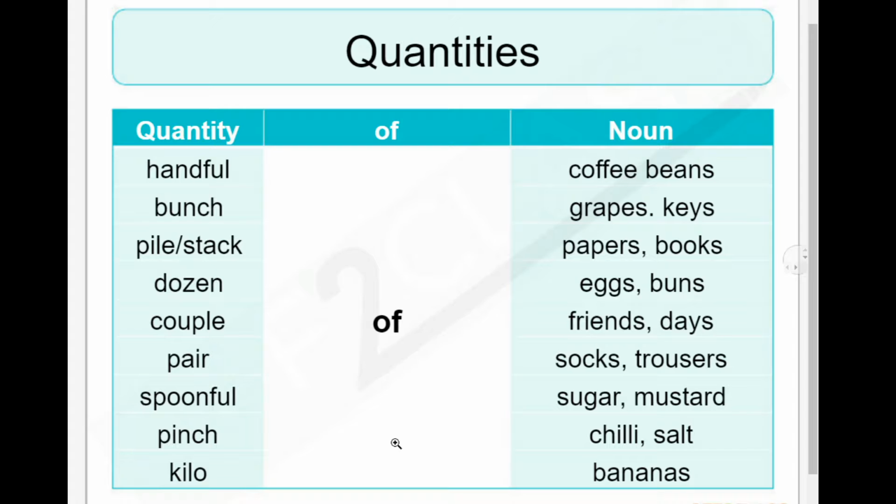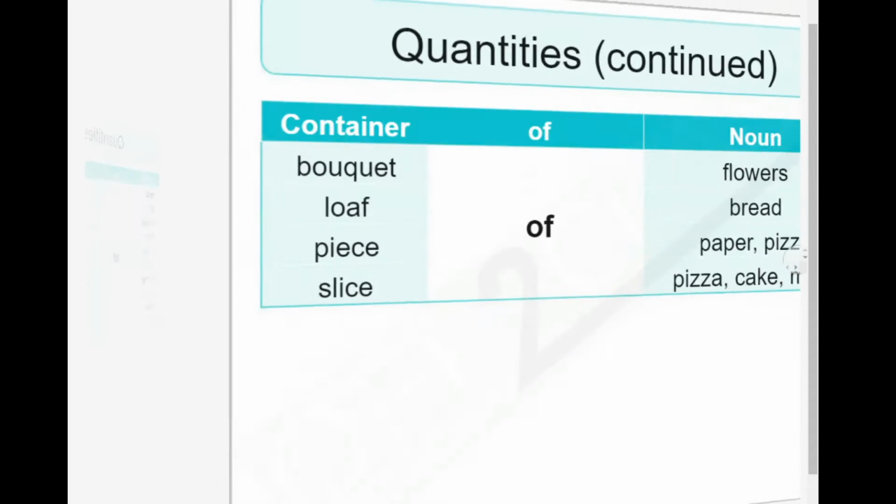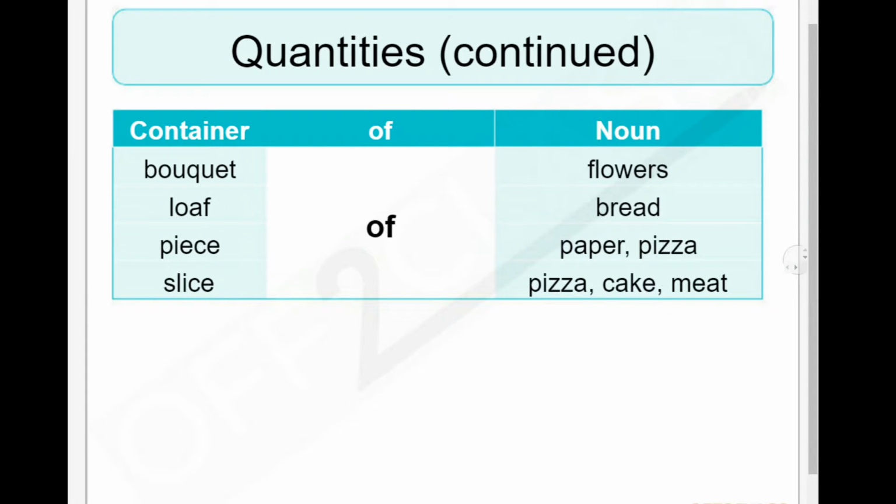A pinch of chili or salt. A kilo of bananas, or in the States, we don't use kilos, a pound of bananas. Very good. I hope you're repeating. It will help you remember.